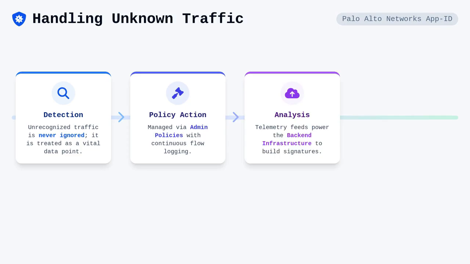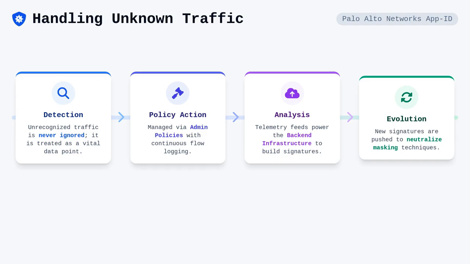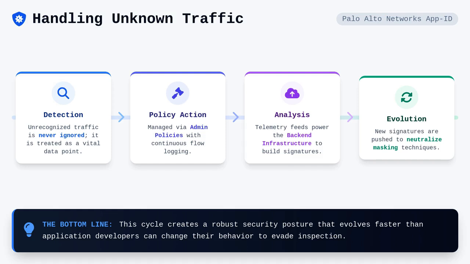Palo Alto Networks maintains a sophisticated back-end infrastructure that processes these anonymous telemetry feeds to develop new signatures for emerging applications. These updates are pushed to your firewalls, ensuring that your security posture grows more robust over time as global traffic patterns shift. This constant evolution is the primary defense against modern masking techniques, allowing your security rules to remain effective even as application developers change their network behavior to hide activity from conventional inspection tools.